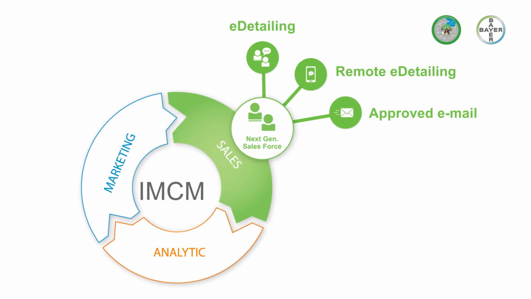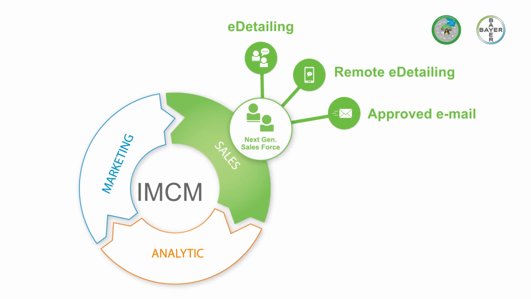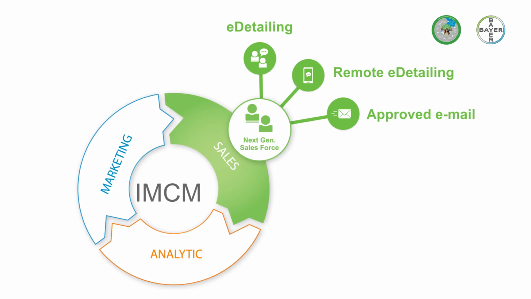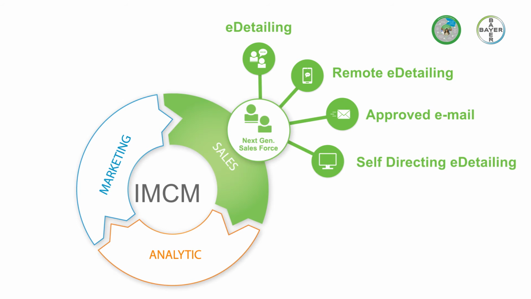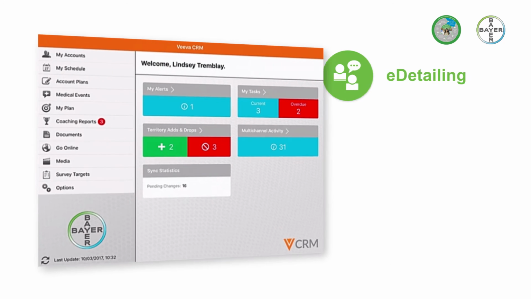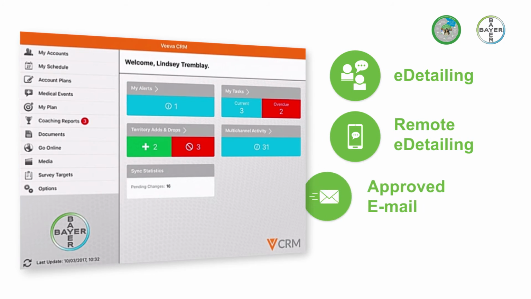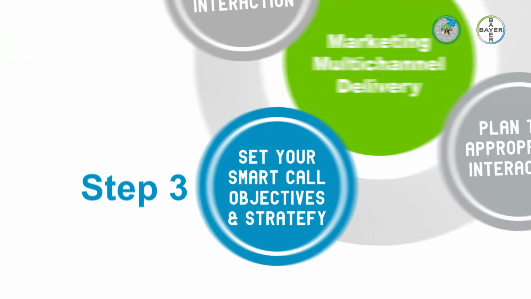Approved email. Computer and/or digital devices mediated, personalized, pre-approved email contact delivered to a small to large number of recipients, largely based on compliant email-specific software. Self-directing e-detailing. Computer and/or digital devices mediated, mobile phones, tablets, access of the customer to materials made available by the company. And online conferences. Using iRep, you can easily schedule e-detailing, remote e-detailing, approved email, in My Schedule or using My Plan directly.